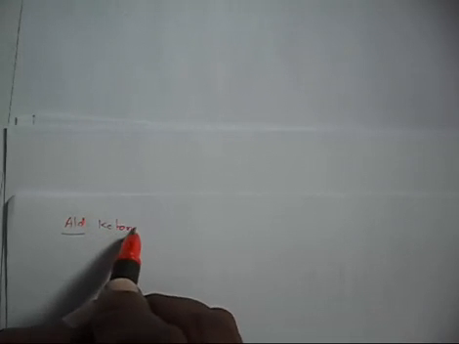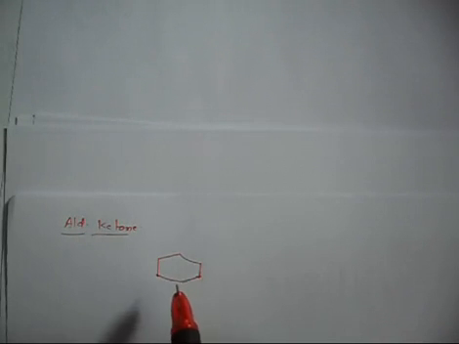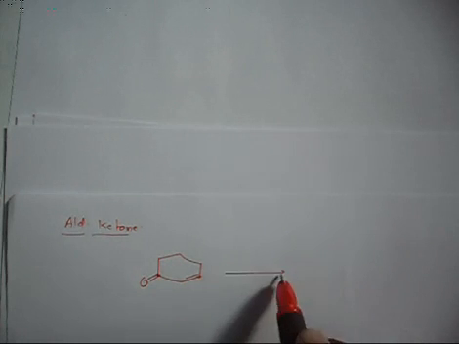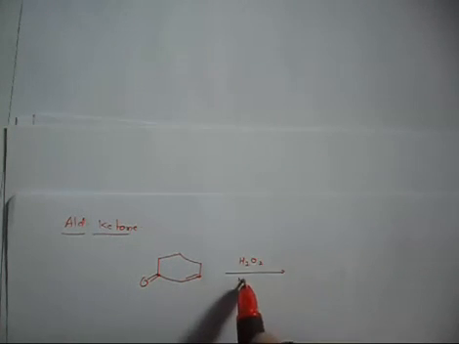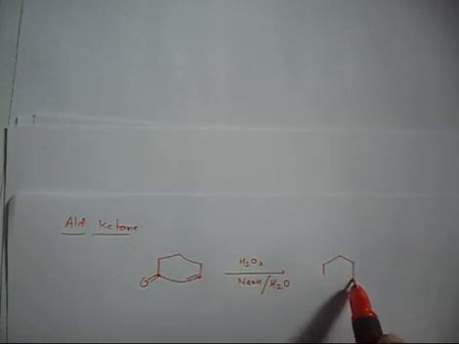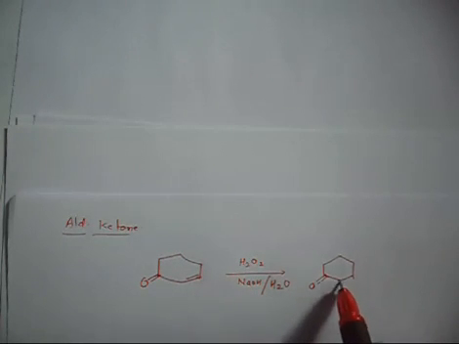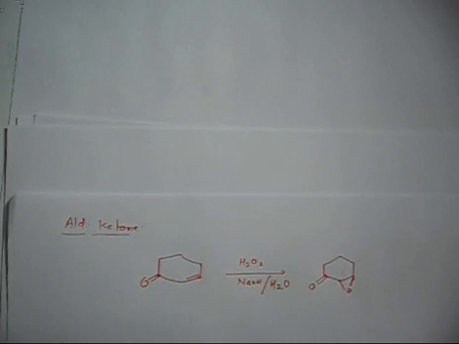From aldehyde and ketone, there is this compound that is given. Here you have a double bond to O and here you have a double bond. If you react with H2O2, NaOH, and H2O, the product found is something like this, an epoxide.